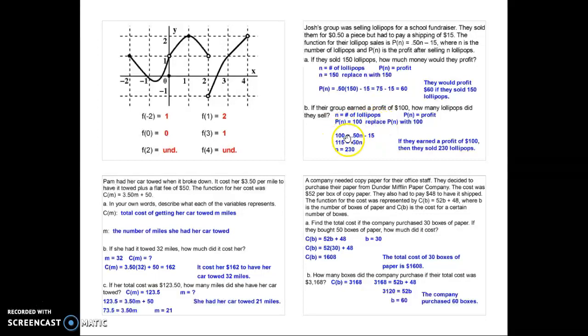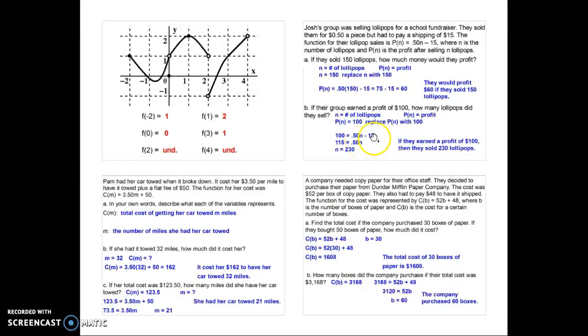Okay, so I'm still going to use that same equation. P of N equals 50 cents times N minus 15. But now, because I know the $100, that goes in for my P of N. So I replace that. So I have 100 equals 50 cents N minus 15. Okay, this is now a two-step equation. So this is right back to the old concepts that you guys have done before. Okay, two-step equation, my goal is to solve for N.